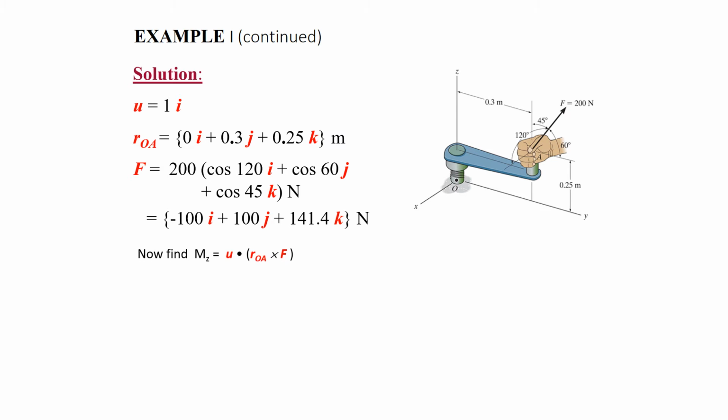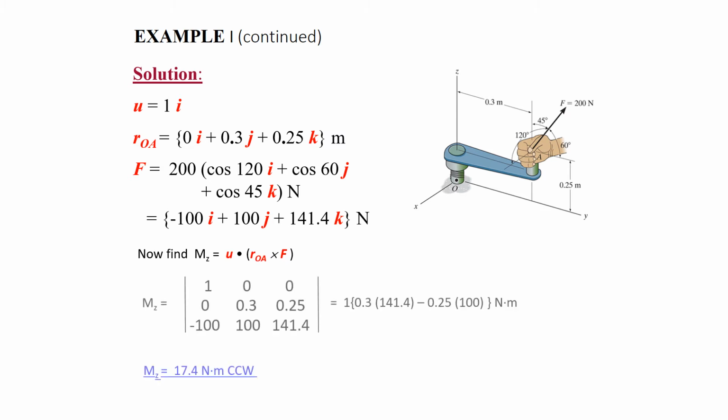Now it's time to find the triple scalar product. So we'll set that up using the determinant, where the first row is our u vector, and remember it was the x-axis, so that's 1, 0, 0 for the first row. In the second row, we insert the r that we just found, so that was 0, 0.3, and 0.25. And for the last row, it's F, or minus 100, plus 100, and then in the third position, 141.4.